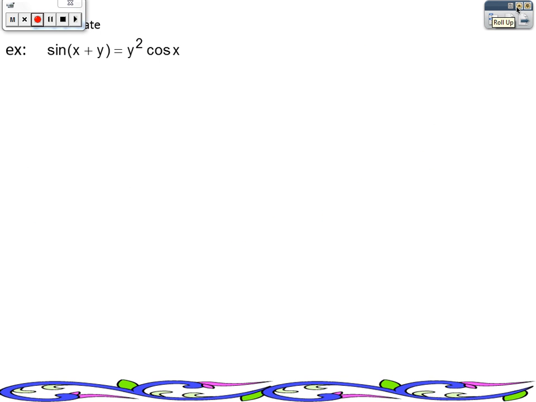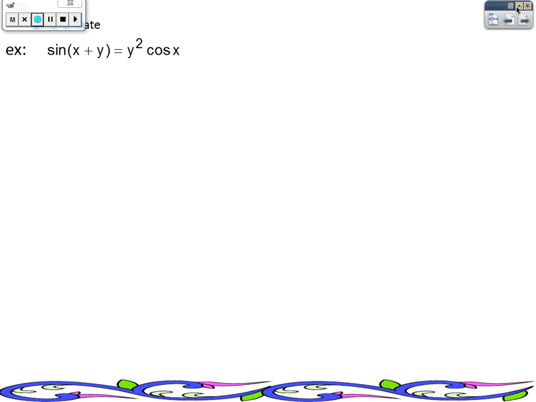This one is going to be a little bit more fun. I really like this one. So let's talk about what we're going to do before we do it. Let's take a look at the left side. Hopefully we recognize that's going to require the chain rule. The outside function would be sine, and the inside function would be x plus y. On the right side, that's going to involve the product rule, right? Because f would be y squared and g would be cosine. All right, so let's start work on that.